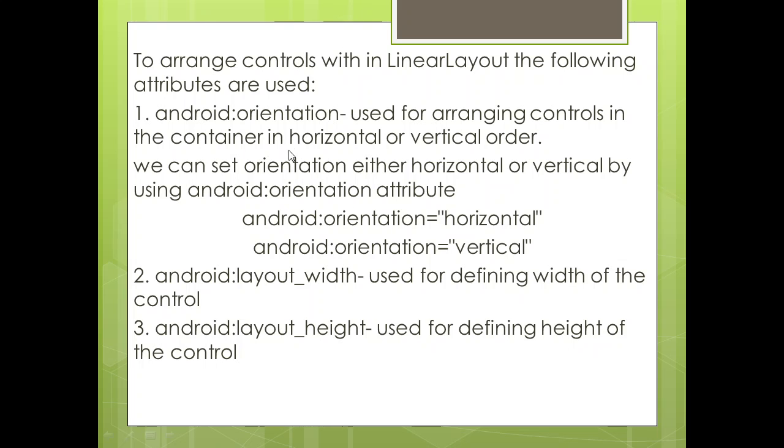Android orientation is used for arranging the controls in the container in a horizontal or vertical manner. For example, when android:orientation is equal to horizontal, the controls are arranged in a horizontal manner, or when we set android:orientation equal to vertical, then we arrange the controls in a vertical manner.